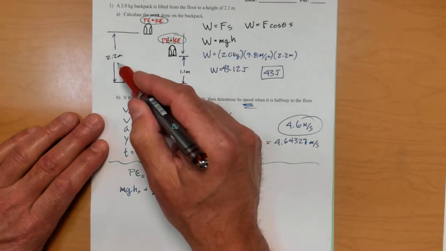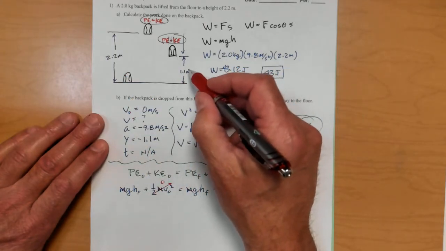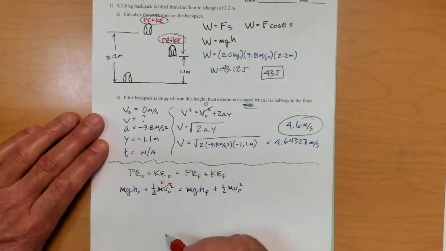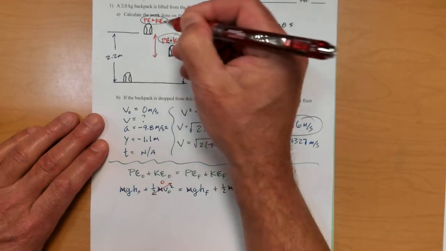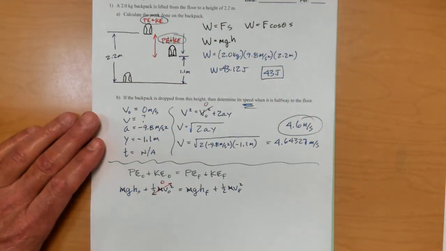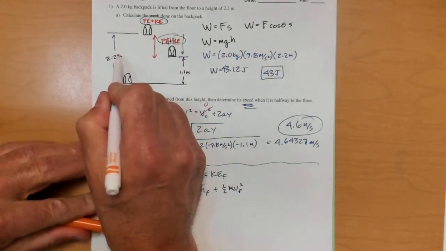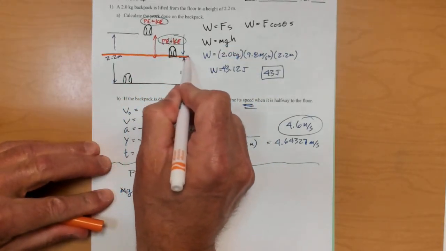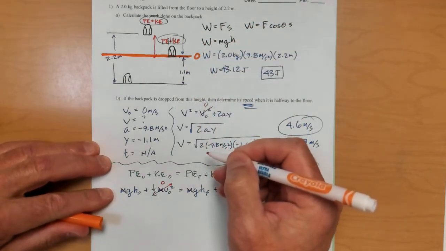So the height initially, that would be this height, is going to be 2.2 meters. The final height is going to be 1.1 meters. The change in height is really this distance here. Now that happens to be 1.1 meters as well, but the most important thing that you want to look at here is if we say that all we care about is this first part here, this top part, I'm going to draw a line here and I'm going to pretend that that is my new 0 point. That's my new reference point.